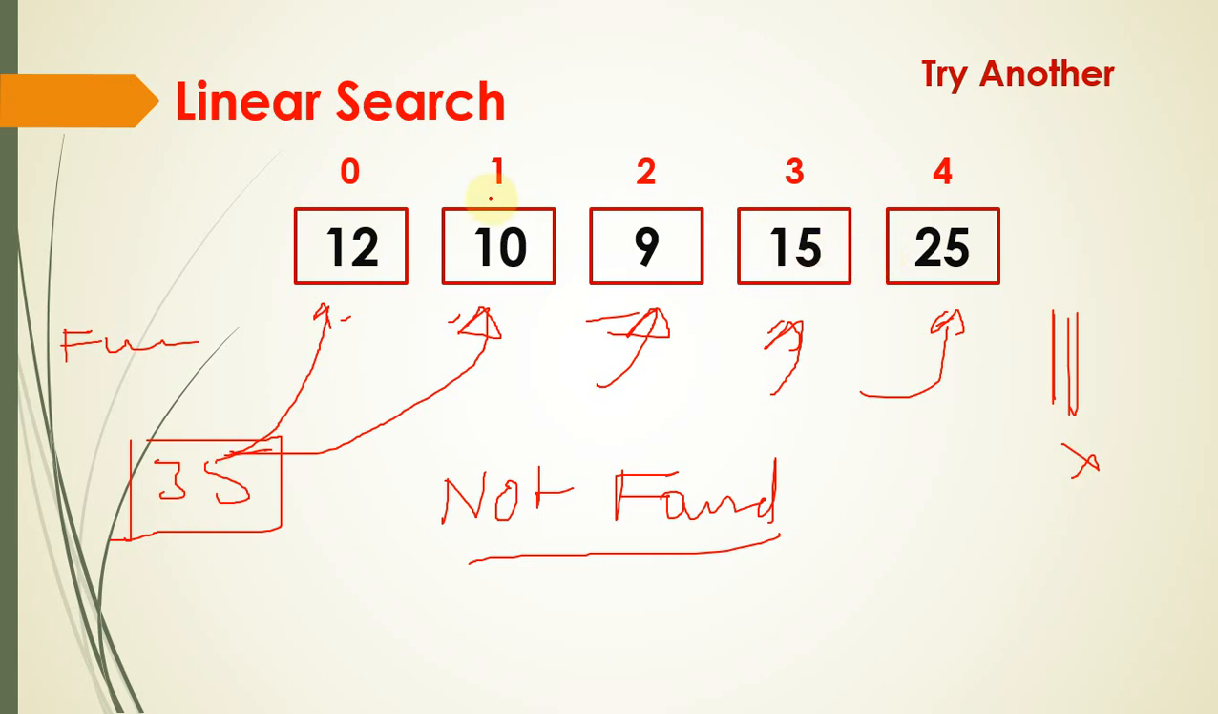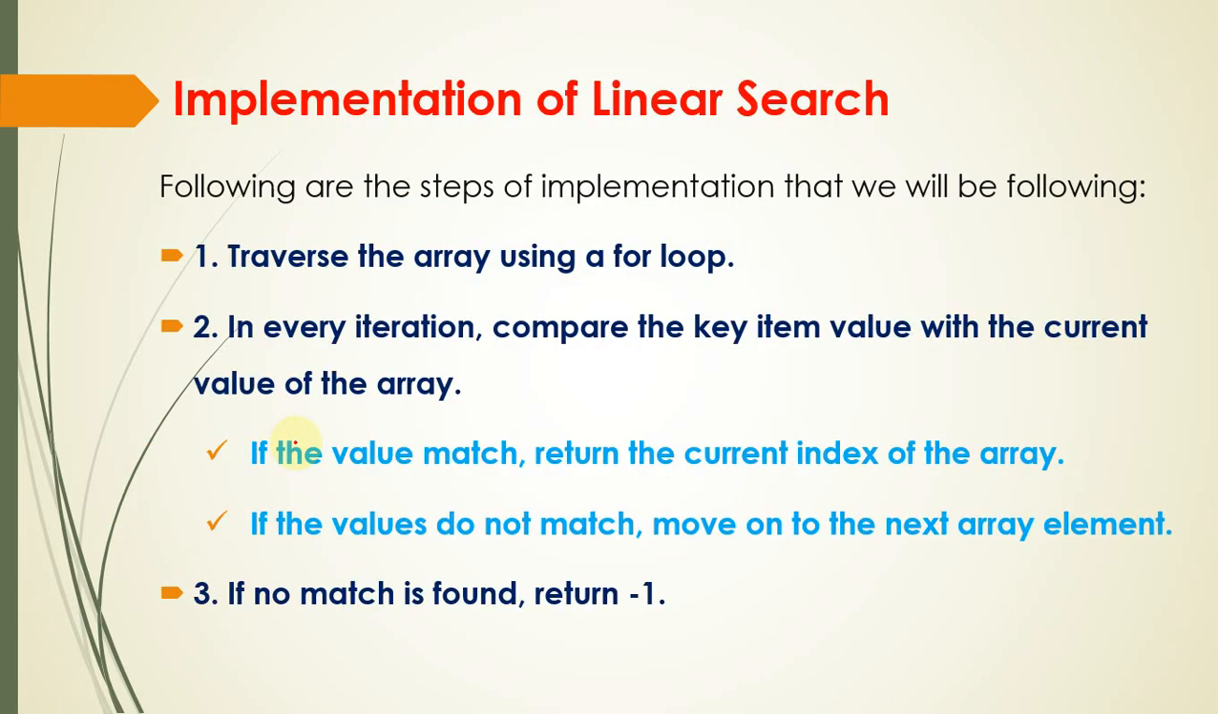So the possibility of a searching algorithm is, if you go for searching any item, the search may be successful or may not be successful. Okay. How to implement this linear search or sequential search? So here is the algorithm or steps.